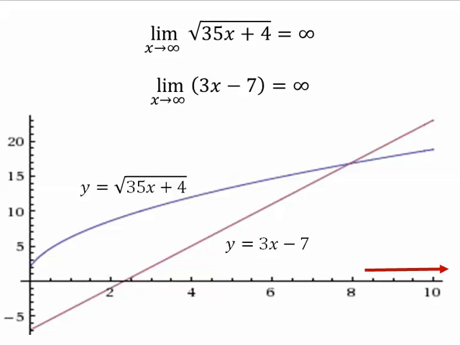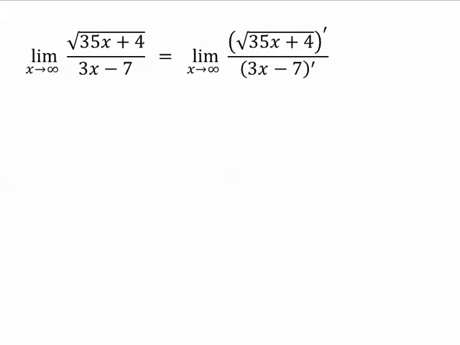Both of these limits are going to infinity. As x gets larger and larger, both of these functions are getting larger without bound. So we can use L'Hopital's rule in order to find the limit of the quotient. Now this quotient, I've got infinity over infinity, an indeterminate form.